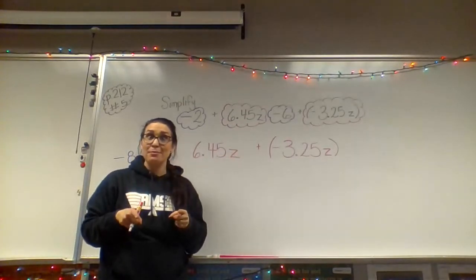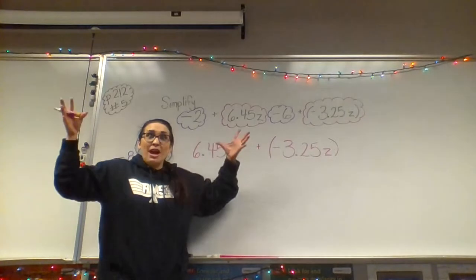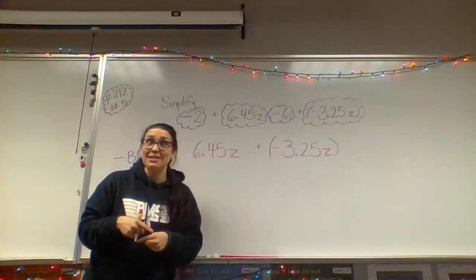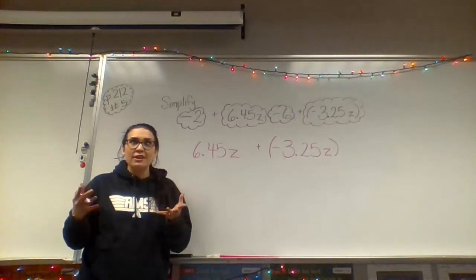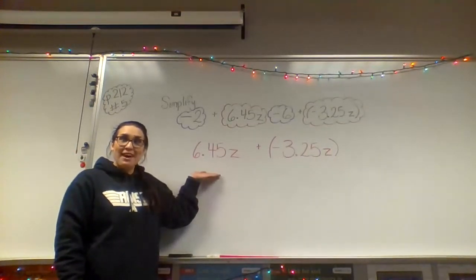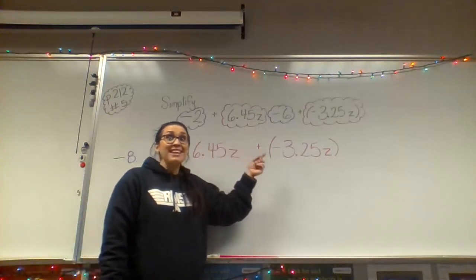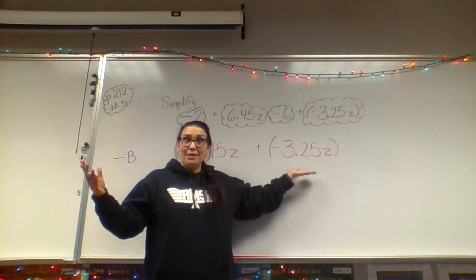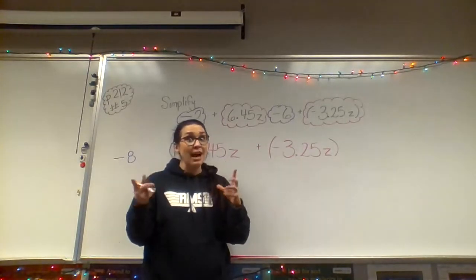All right, so now that we've dealt with just like the regular old numbers, now let's look at those variables and their coefficients. So z, right? That is our variable. And those coefficients that are being multiplied by z, those are like terms. So I pulled those out, and we have 6 and 45 hundredths z plus a negative 3 and 25 hundredths z, right? So those are like terms. Now let's simplify it.